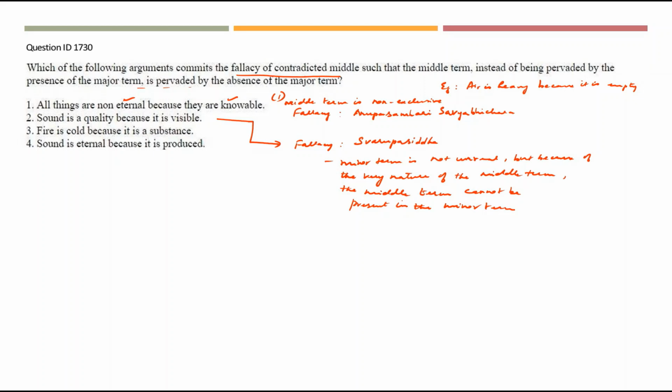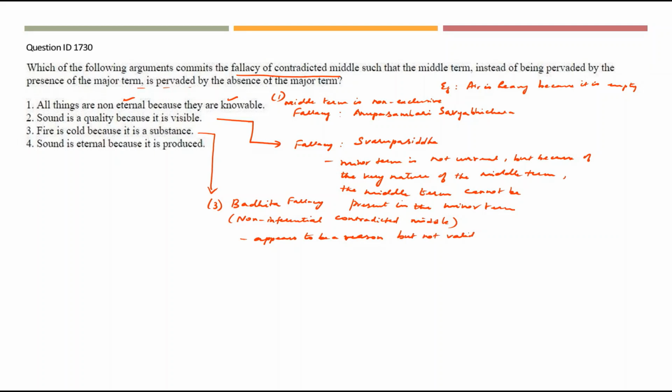Next, third statement. Fire is cold because it is a substance. The third one is Badita fallacy. The English term will be non-inferential contradicted middle. So here the middle term appears to be a reason but is not valid. The middle term is contradicted by a strong perception.